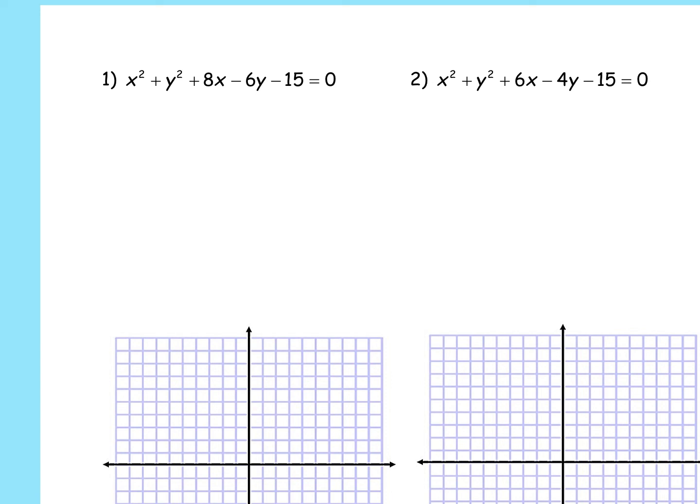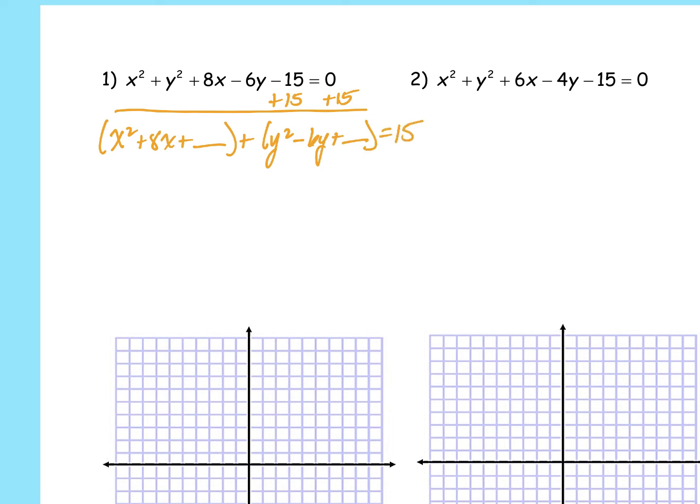So what I'm going to do is add anything that doesn't have a variable to the other side, the equal side, and then put my x's and my y's together in the same area. So I'm going to add 15 here. And then I'm going to write it this way. So I have x squared plus 8x plus some number plus y squared minus 6y plus some number equals 15. Okay. All right. Does that make sense? So I'm going to basically complete the square.